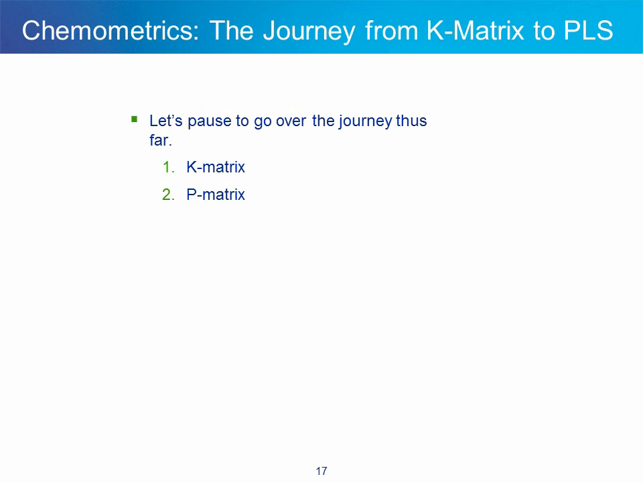We'll go over the journey from K-matrix to PLS thus far. We learned that we can make a calibration matrix for a chemical system using K-matrix, provided we know the concentrations of the components that influence the spectrum. We then showed how, by using P-matrix, we can make a calibration without knowing these concentrations, as long as we know the concentrations of the components of interest.